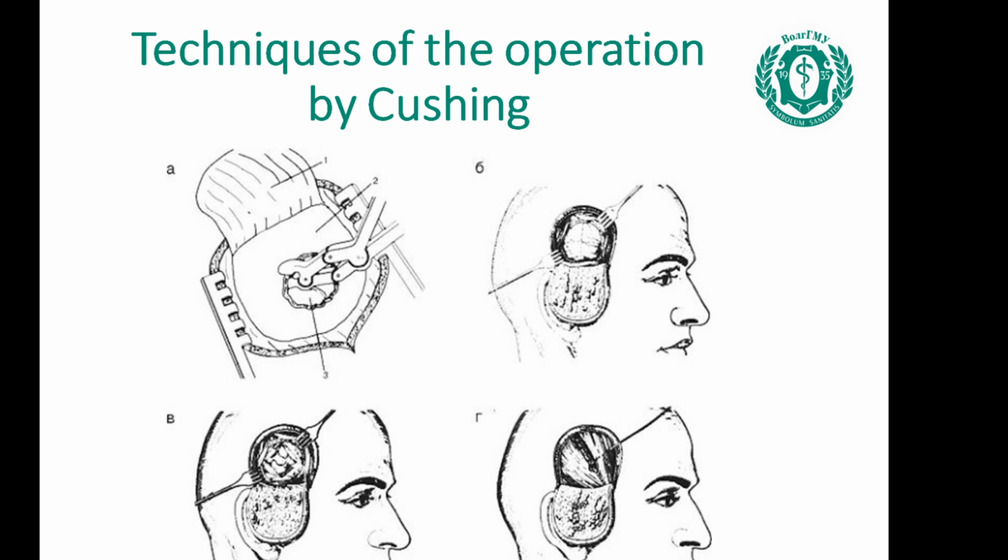Those trepanations, both osteoplastic and decompressive, are named after the authors who described and first used them. The osteoplastic trepanation is known as the trepanation by Wagner-Wolf, and the decompressive trepanation is known as trepanation by Cushing.